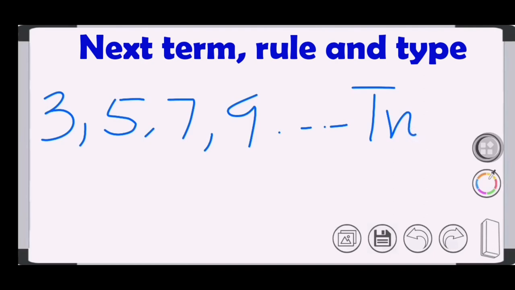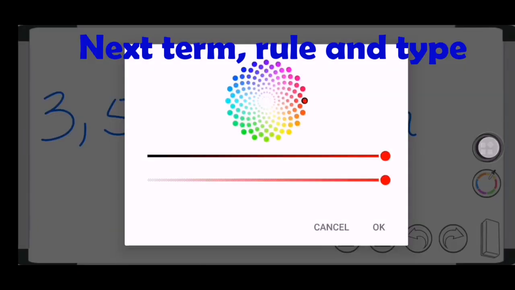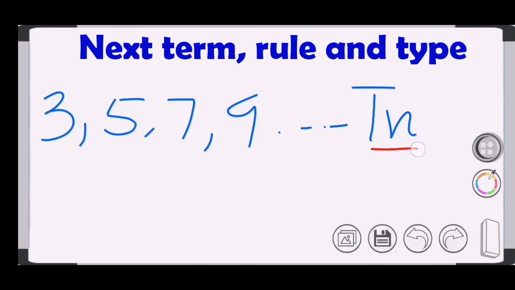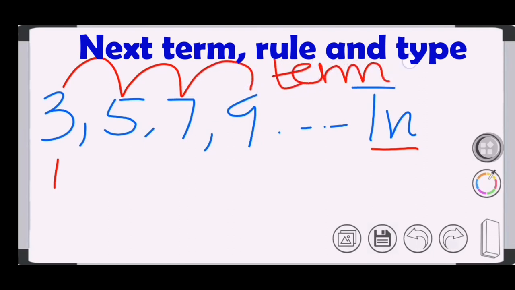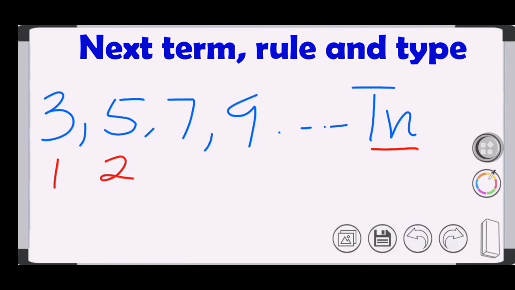Tn represents a term that we do not know, so we use the symbol Tn to represent the term. Now, the 3 is our first term because it is the first number in the sequence. All these numbers we have here are called terms. Good. Now, the second term is 5, the third term is 7, and our fourth term is 9. Great.